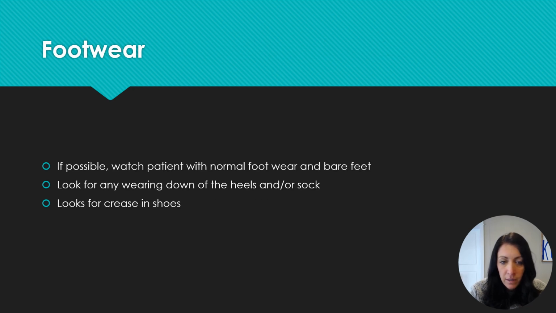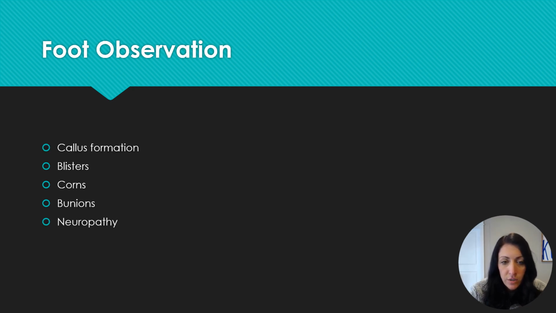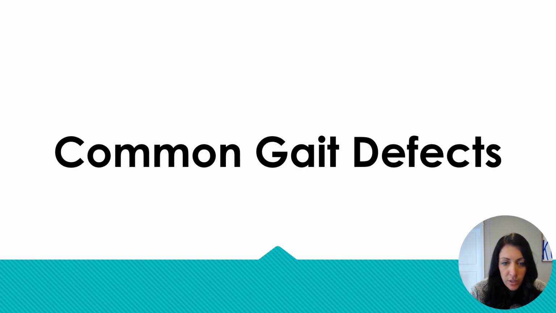So footwear. If possible, watch patients with normal footwear and bare feet and compare between the two. Also look at their shoes to see where any wearing down of the heels is, or from their socks, and look for creases in shoes. Some other things you could observe on their feet are blisters, bunions, neuropathy, callus formations.